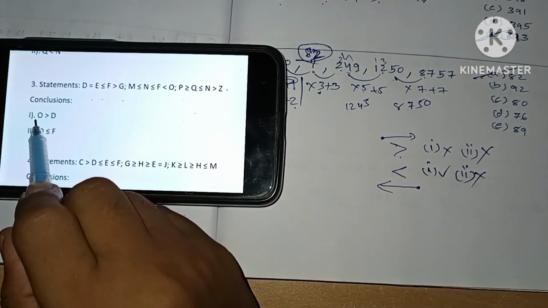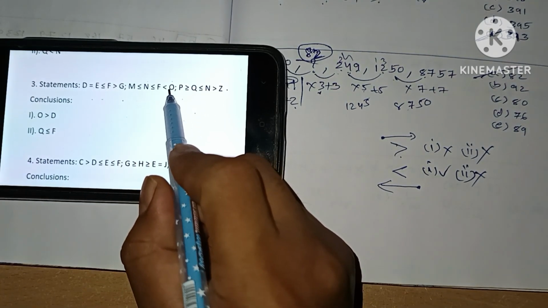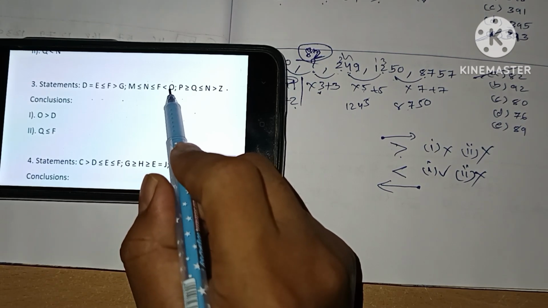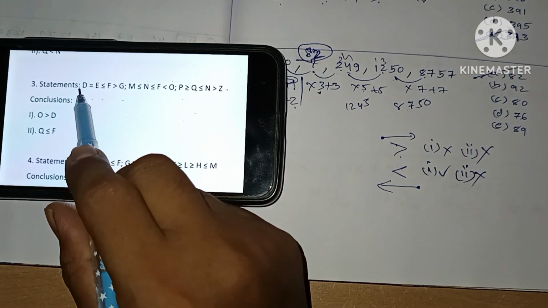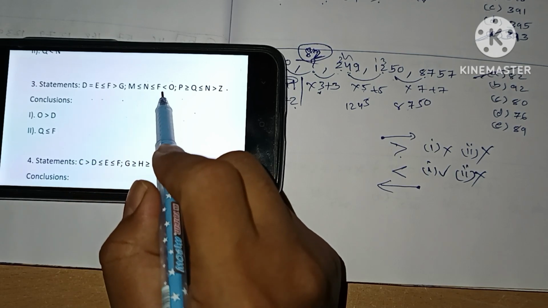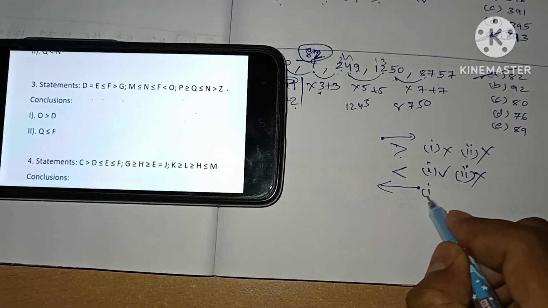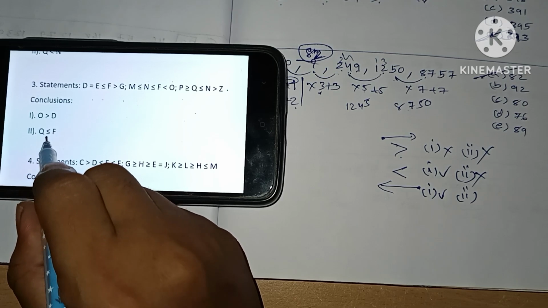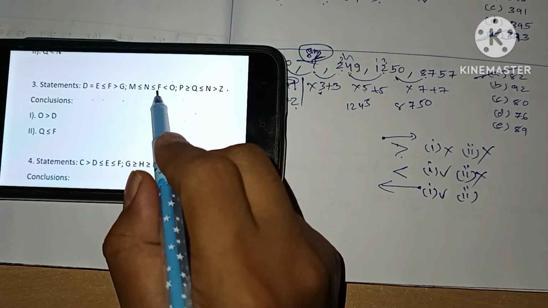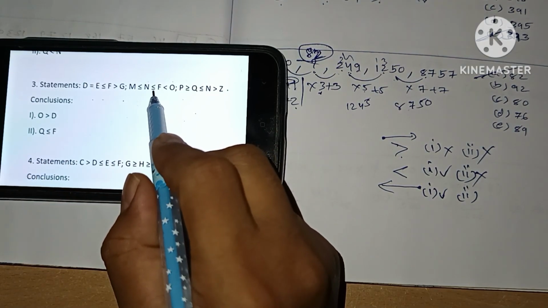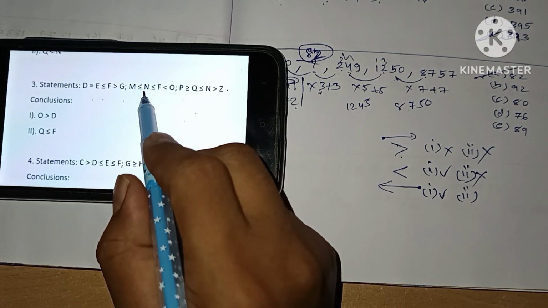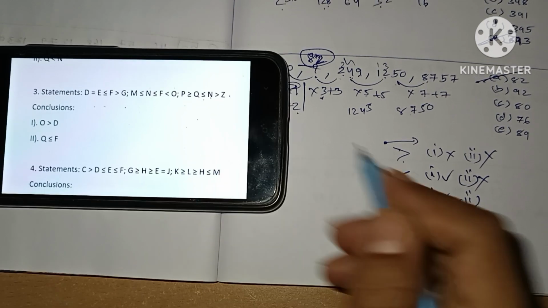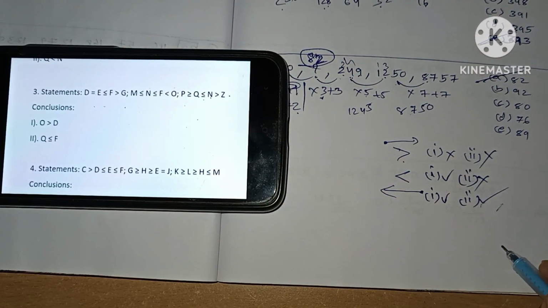Third question, the flow from O to D. From O we can reach to F, N, O to F. From F we can reach to D. Here there is no equal to. So first conclusion will be true. Second conclusion, the flow from F to Q with everywhere equal to. From F we can reach to N with equal to, and from N we can reach to Q with equal to. So second conclusion will be true.